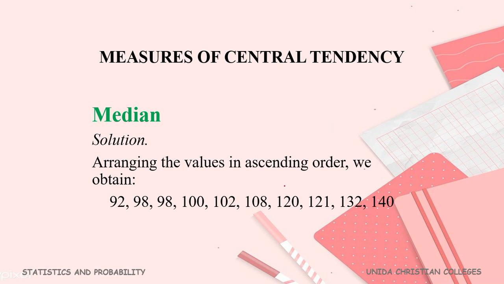And take note po, we have here ilang values po? Ayan, we have here n is equal to 10. And our n po is an even number. So meaning, nasa gitna po nung dalawang values. So, ang gagawin natin, kukunin natin yung average nila and then divide it by 2. So, that will be our median.